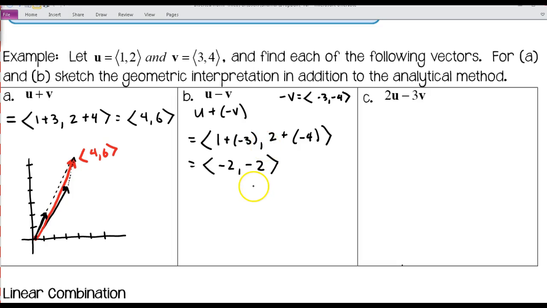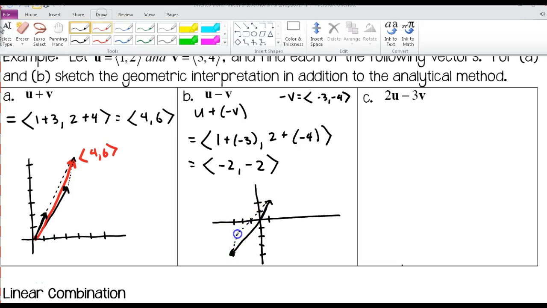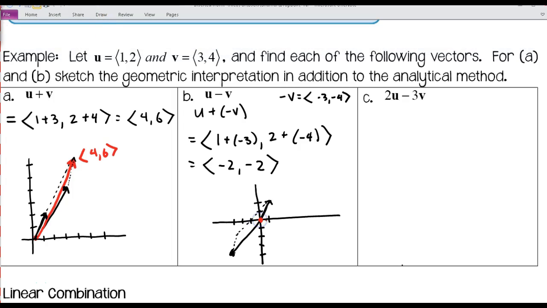If we want to do the geometric, let's go ahead and graph these out. So I've got u as 1, 2. So there's u, and then the opposite of v is -3, -4. So somewhere over here, and then again, it's a little bit squished there because these are pretty close to being collinear, but we'll work it out. So I'm going to draw in my parallelogram, and then I'm going to go from my initial point where the two vectors started and go along the diagonal. And I'm a little bit off on this one, but you should get the idea there. And then that point there should be -2, -2.